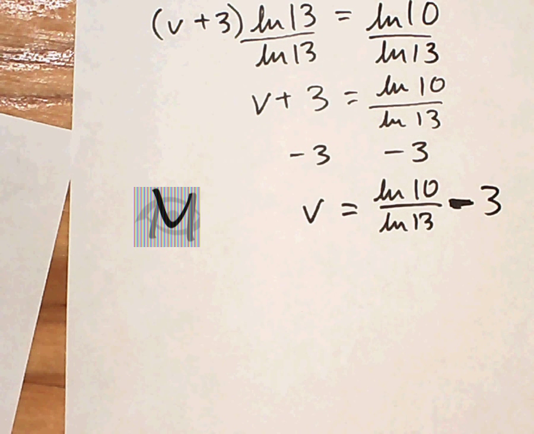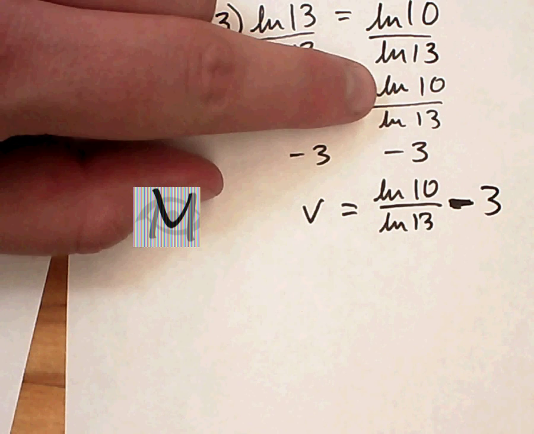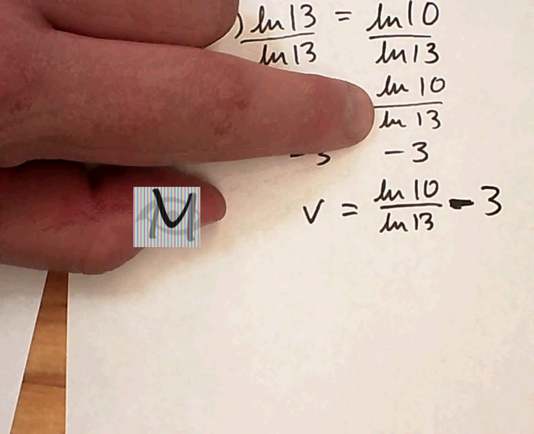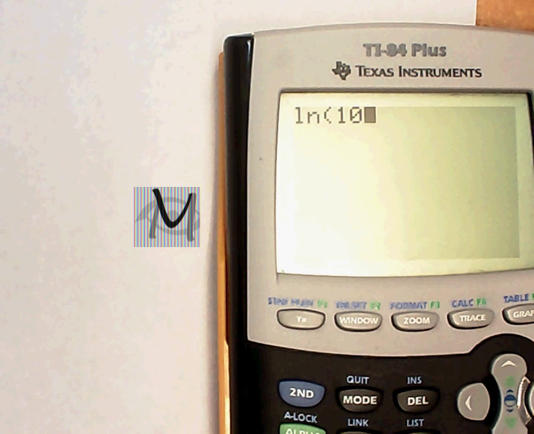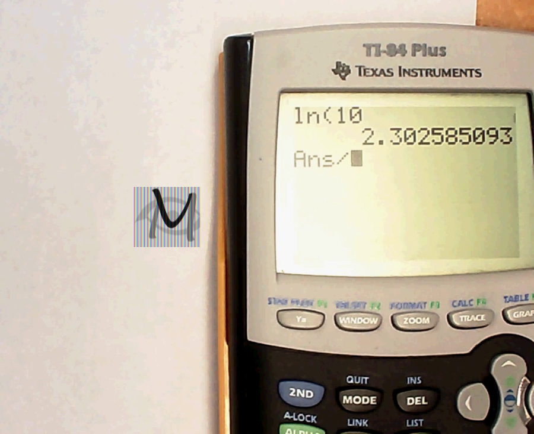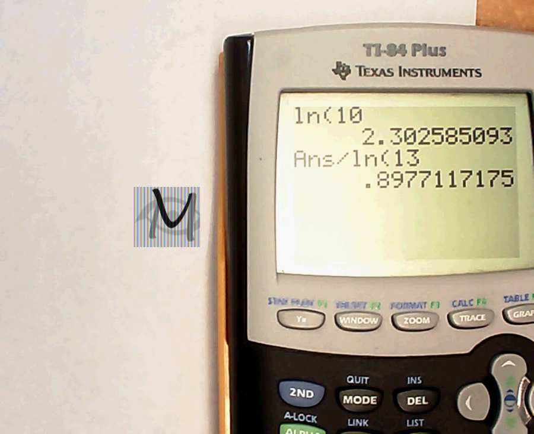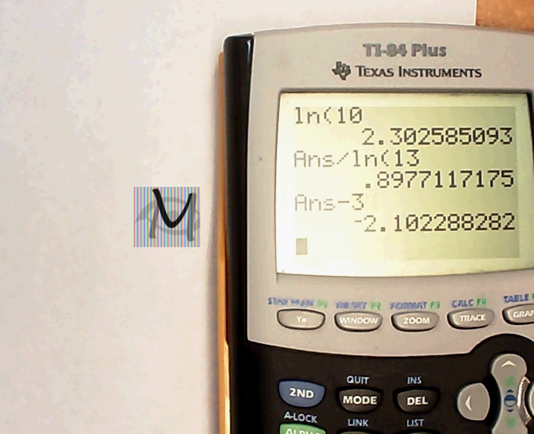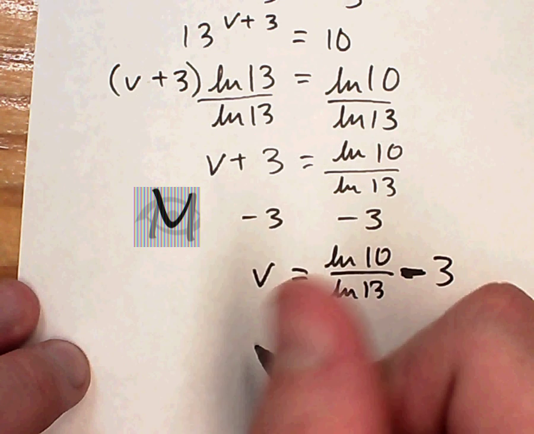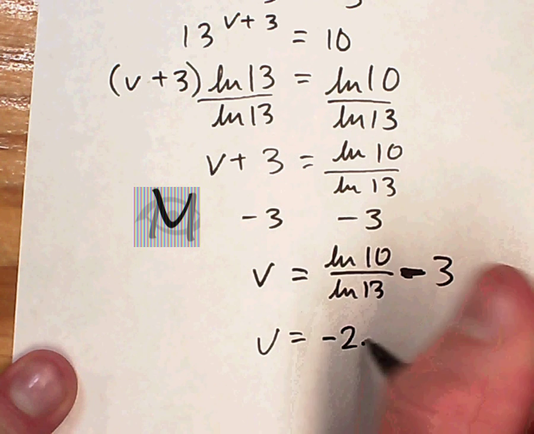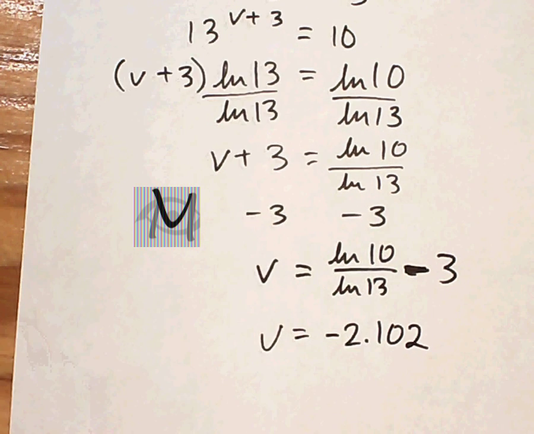Now I need to put this in my calculator. Do it exactly as I've written it. So right here I did ln 10 divided by ln 13. ln 10, don't do the division yet, hit enter. Then divide that by ln 13. Hit enter. Now subtract your 3. And it gives us negative 2.102. So v is equal to negative 2.102.